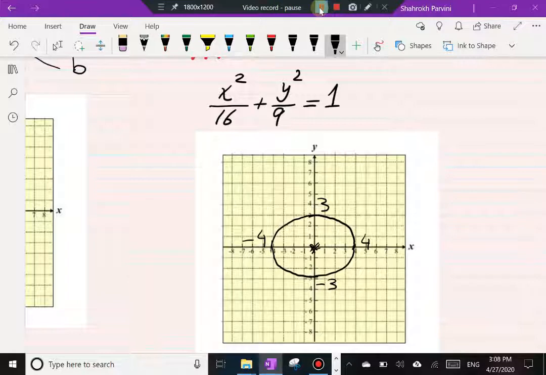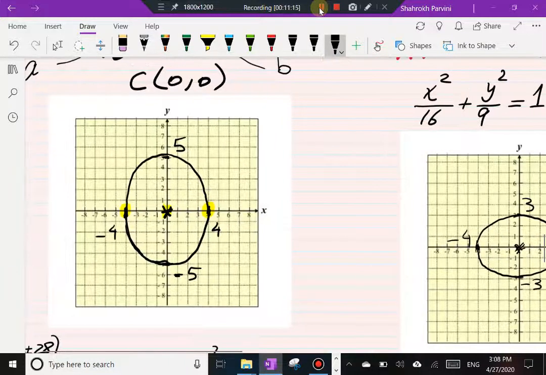And to graph the ellipse, because the denominator of x is 16, we take the square root of 16, 4 units. We go to the right 4, left 4, and then the square root of 9 is 3, so I go up 3 and down 3, and that will give me the outline of the ellipse, and then I just drew the ellipse through those 4 points. And there you have that one.